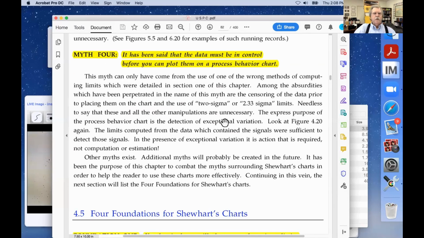And myth number 4, it has been said the data must be in control before they can be plotted on a process behavior chart.